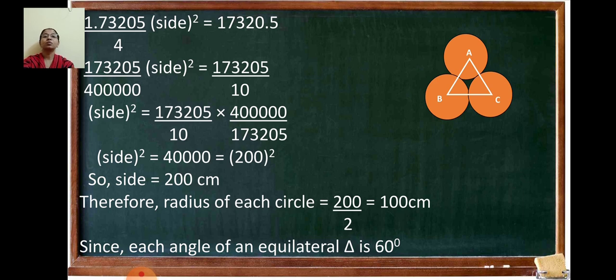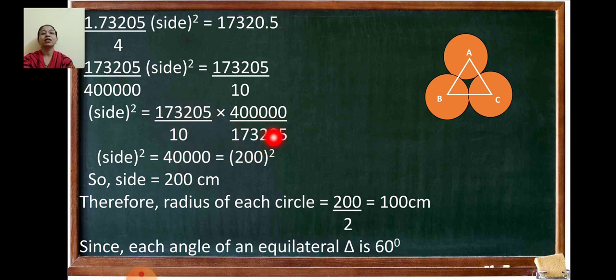Right? Now cross multiply. Remove this decimal point here. After decimal point there are 5 digits. So over this 4 you add 5 zeros. Side square, convert this decimal into fraction ratio form. So 1,73,205 divided by 10. Now you shift this ratio on the other side. So take its reciprocal. So side square is equal to this part as it is into take the reciprocal of this ratio.